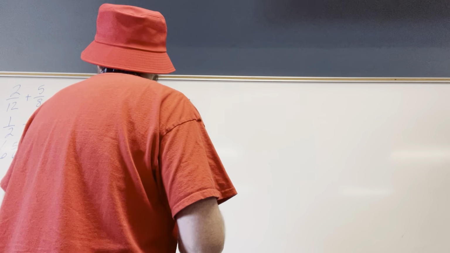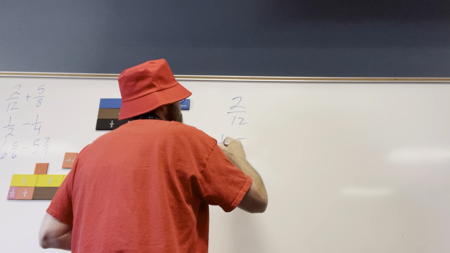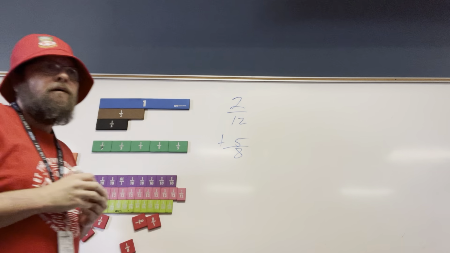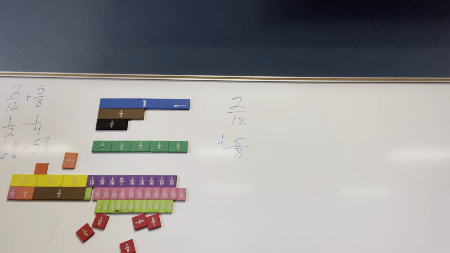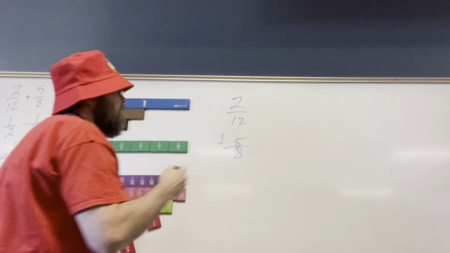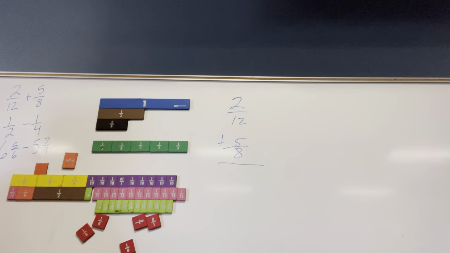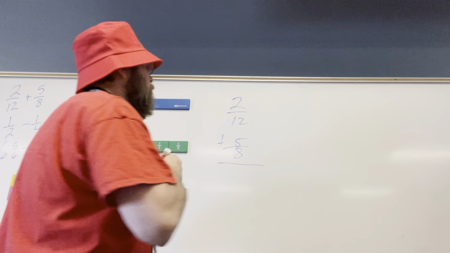So let's look at 2/12 plus 5/8. All right. Knox, where do you want to start with this? You can't add them the way they are. Okay. Why not, Knox? Because they don't have the same denominator. Scout? The common denominator is 24.